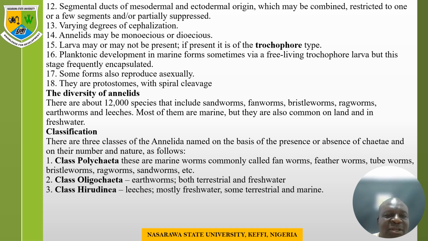The annelids are made up of about 12,000 species. This includes sandworms. Perhaps you must have heard of sandworms before. If you have not heard of sandworms, there are also fanworms. We have bristle worms. We have ragworms. We have the earthworms, which seem to be the most common one that every one of you seems to be familiar with. And the leeches, though some may be familiar with leeches, are also found among the members in the diversity of annelids.